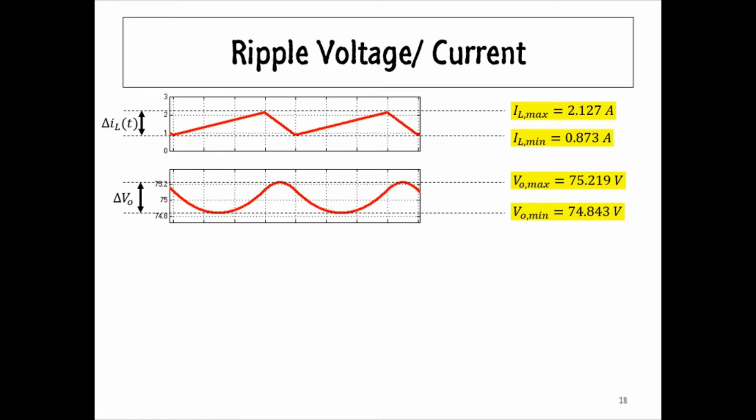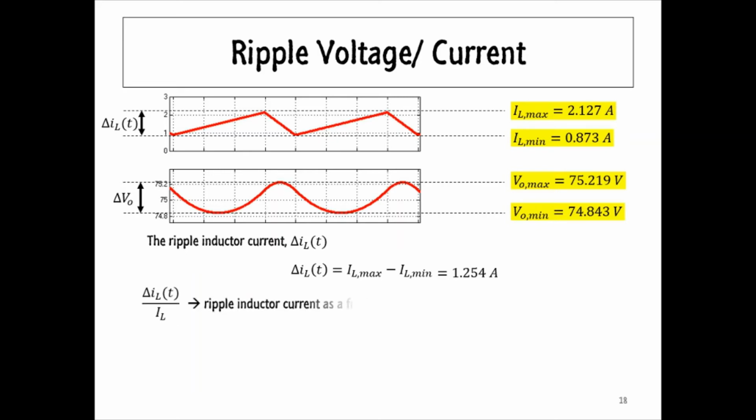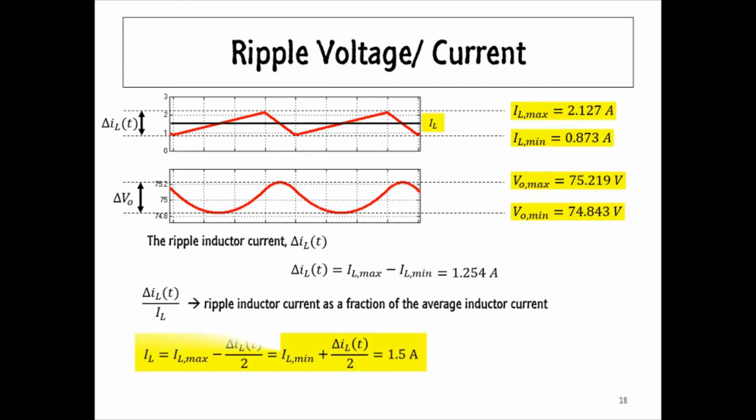Next, let's calculate the ripple inductor current using this following equation. As usual, to determine the percentage of the ripple inductor current, we need to calculate the average inductor current. As a result, the percentage of the ripple inductor current is 83.6%.